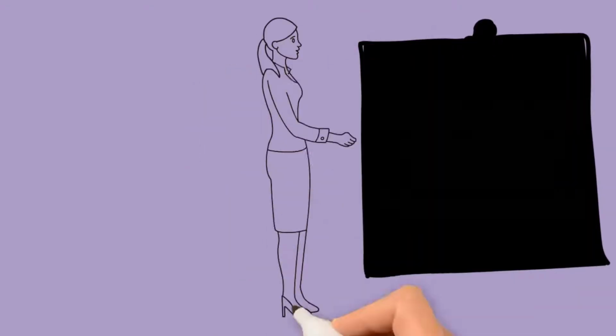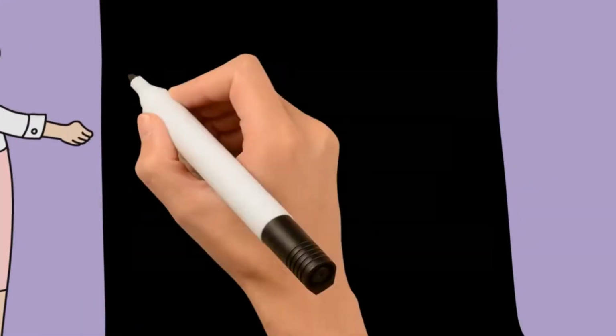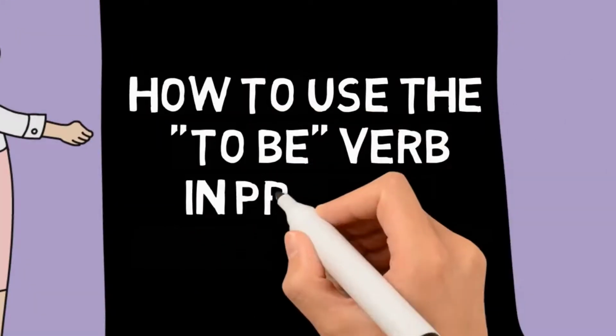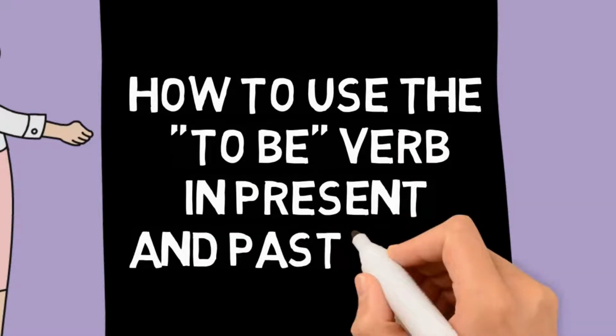In this video, I will explain to you how to use the to be verb in present and past tense. So let's jump to the first. What is to be?